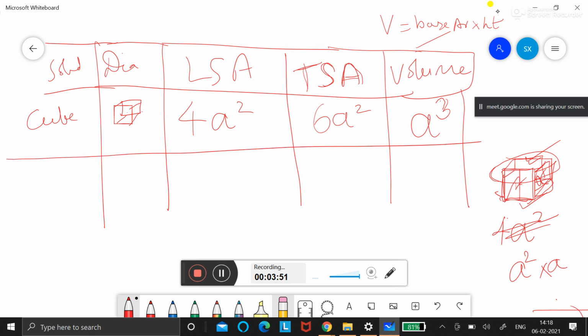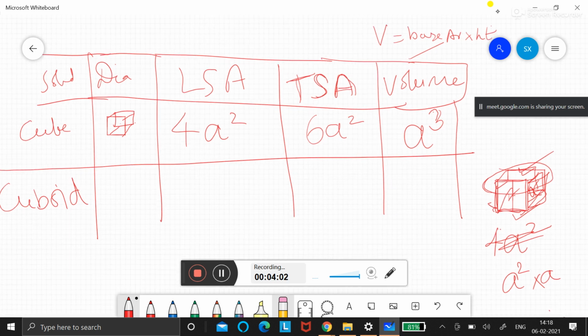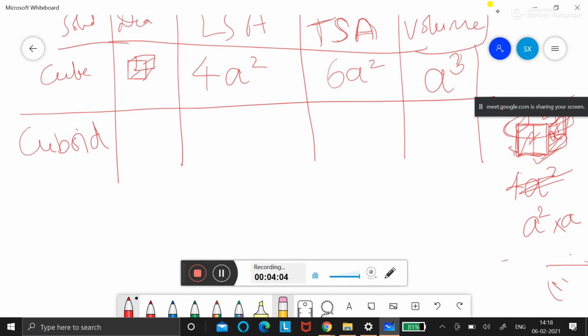So this is cube. Then go to cuboid. You must write this neatly in your classwork. Now cuboid. What will you do in cuboid? In cuboid, you will have rectangles everywhere. When you open the net and look at the cuboid, suppose you take this as L and this as B.